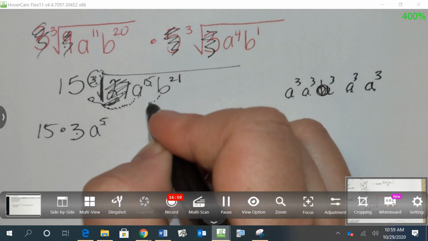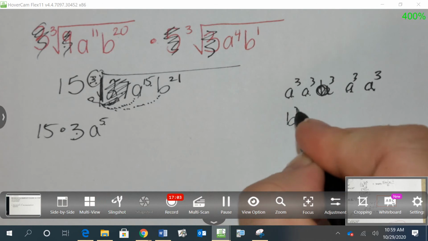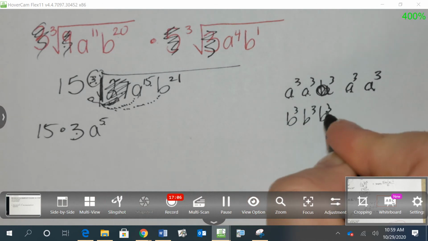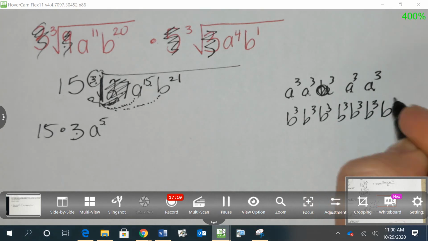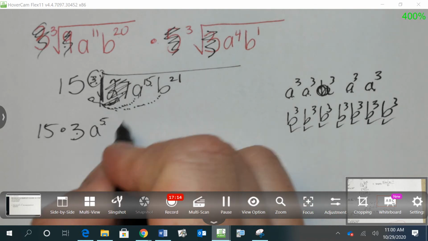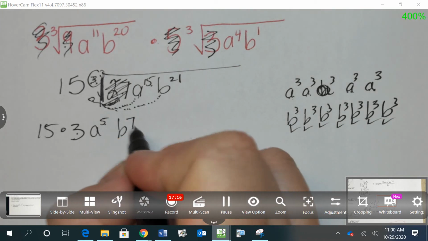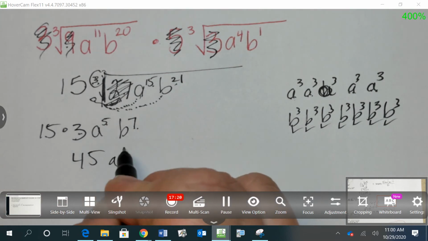Okay, B comes out and asks the bouncer, can I get out? And B goes 3, 6, 9, 12, 15, 18, and 21. 1, 2, 3, 4, 5, 6, 7. Yes, you can get out. And he lets out 7 groups of 3. 7 times 3 is 21. 15 times 3 is 45.